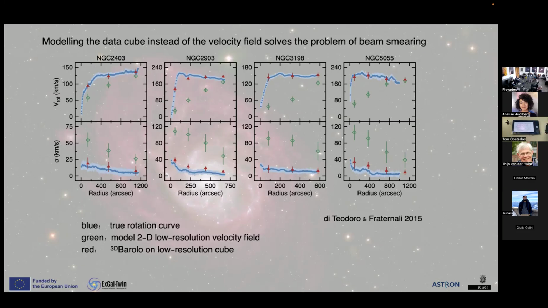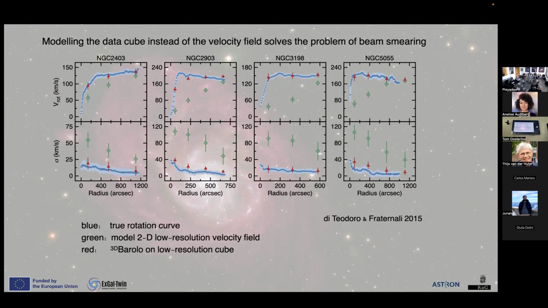What you can do, of course, is not fit it to the two-dimensional velocity field, but to the three-dimensional data cube. So your tilted ring model, every ring has a certain orientation and rotation velocity. You compute how that ring would appear in your 3D data cube. That is just geometry, it's not complicated. And so you create a model data cube, you convolve to the resolution of your observation. And then you do the fit in that domain. So you fit to the three-dimensional data cube.